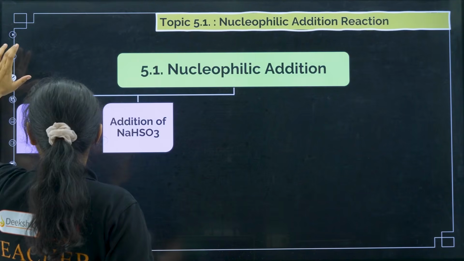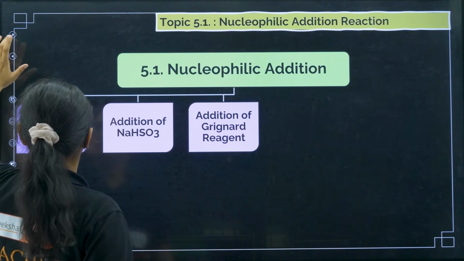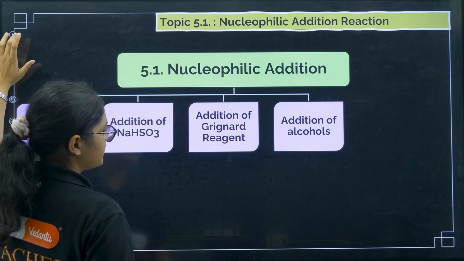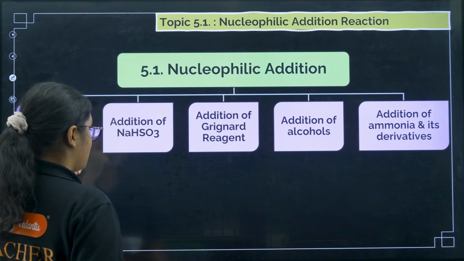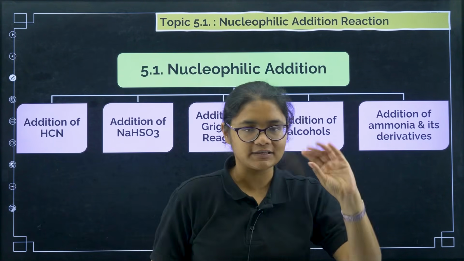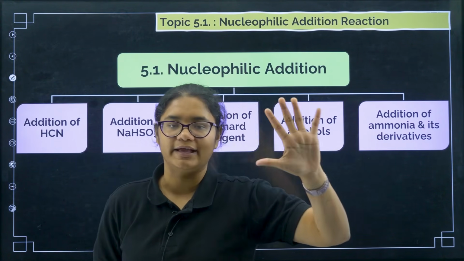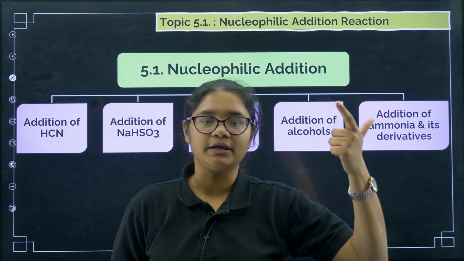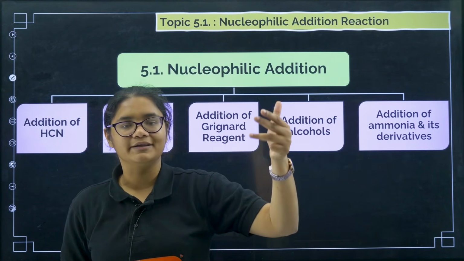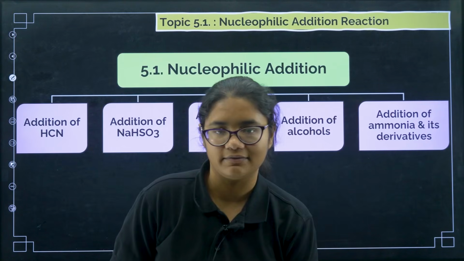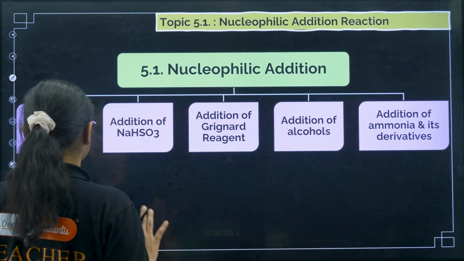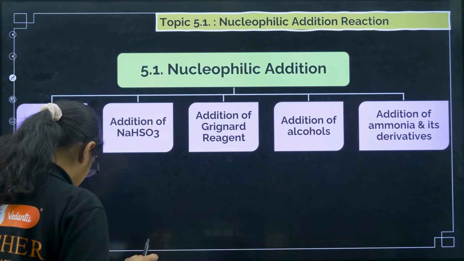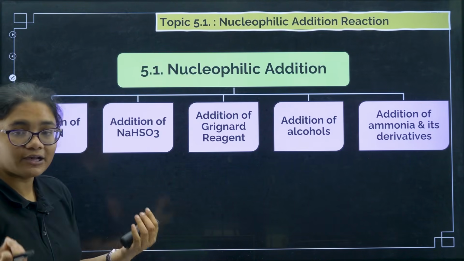So first is what? Addition of HCN, addition of NaHSO3, Grignard reagent, alcohols, and addition of ammonia and its derivatives. So not 6, 5 types of nucleophilic addition reaction: addition of HCN, addition of NaHSO3, addition of alcohol, Grignard reagent, and ammonia and its derivative. So the basic mechanism is the same. The only thing you have to understand here is what nucleophile is produced.